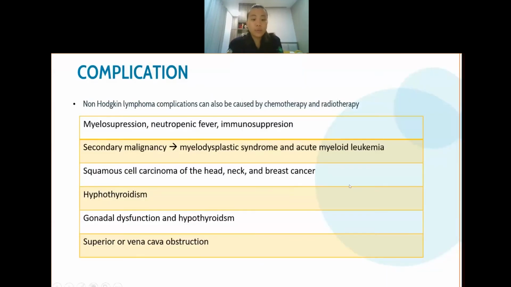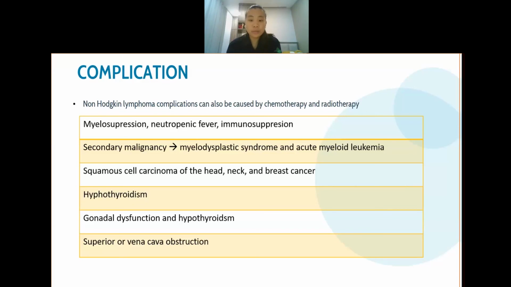Just like Hodgkin lymphoma, non-Hodgkin lymphoma complications can also be caused by chemotherapy and radiotherapy. Myelosuppression, neutropenic fever, immunosuppression, and secondary malignancies such as myelodysplastic syndrome and acute myeloid leukemia can be experienced in patients with chemotherapy. Besides, patients can also develop squamous cell carcinoma of the head and neck, and breast cancer.